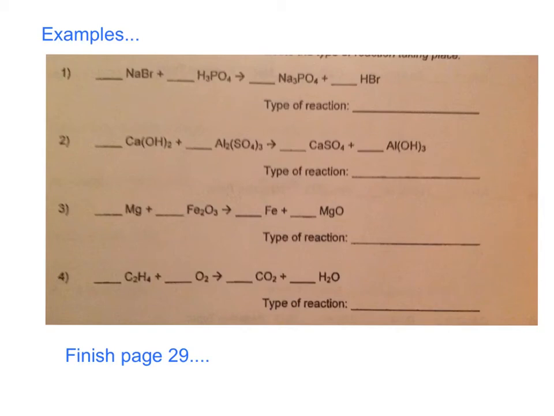So we are swapping the cations with each other, and that means we are doing something known as the double replacement. So we just put double usually. If you want to spell out replacement, go ahead.